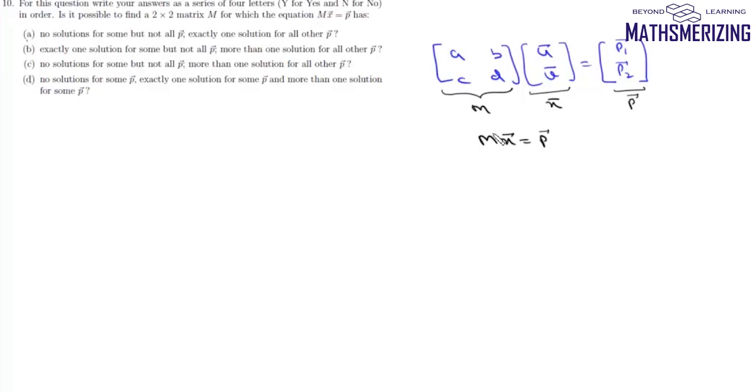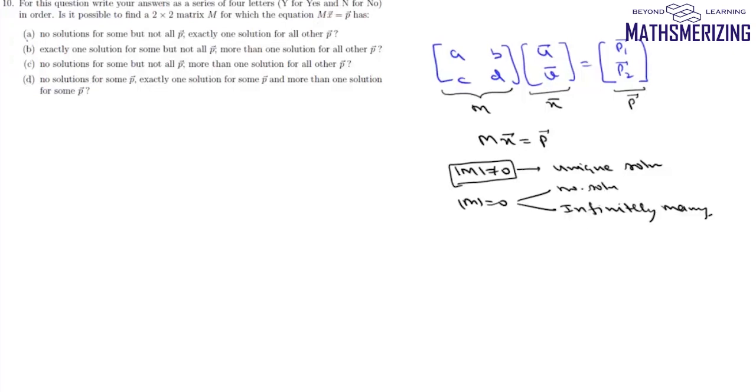Now the solution to this equation will depend on M. If the determinant of M is unequal to 0, then in that case this equation will have a unique solution, and if the determinant of M is 0, then we may have no solution. Now in all the 4 parts, M is fixed and P varies. Now the first one is, can it have no solution for some P and exactly one solution for all other P's?